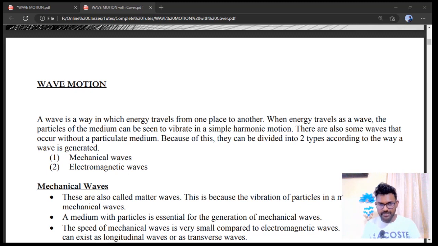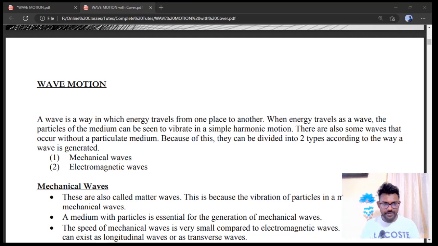Depending on this wave transfer, we can classify waves into two types: either mechanical waves or electromagnetic waves. We classify them like that based on the medium through which they transfer. A mechanical wave needs a medium to transfer, while electromagnetic waves do not need any medium for their energy propagation. So what are these mechanical waves then?